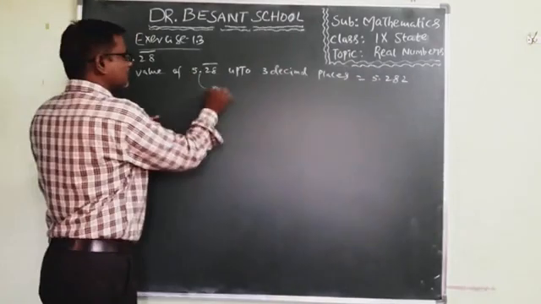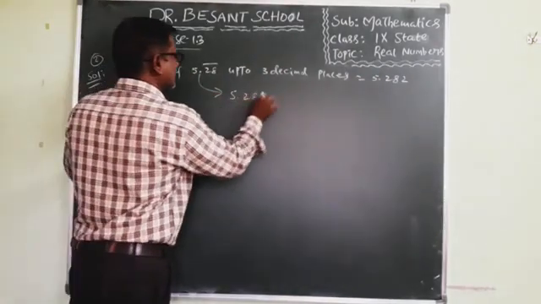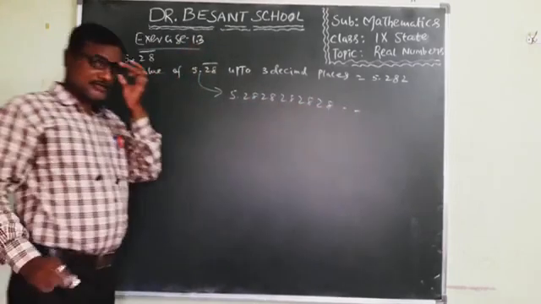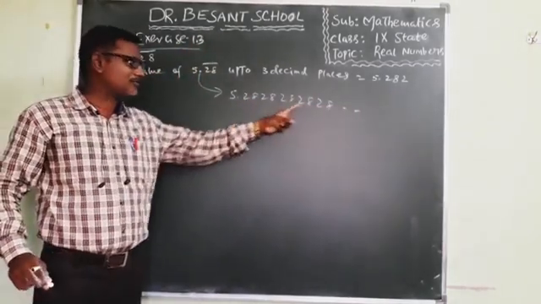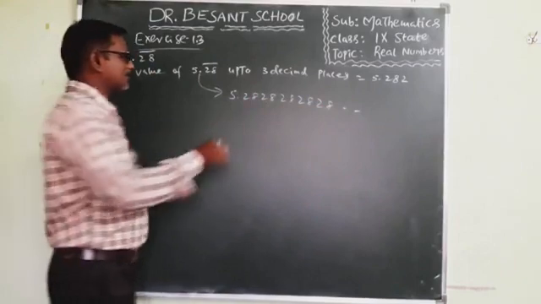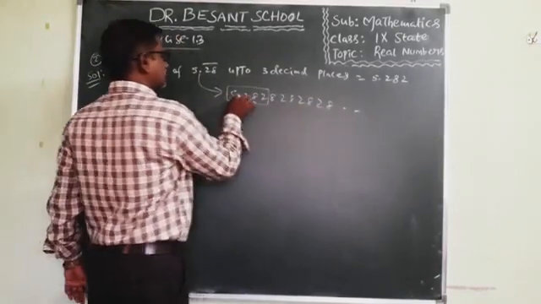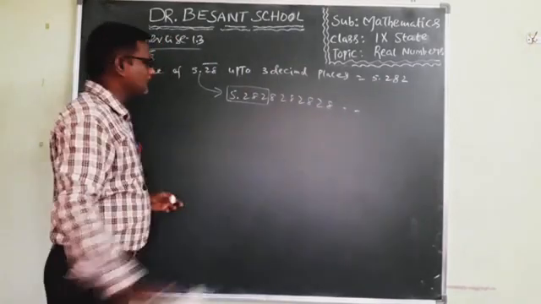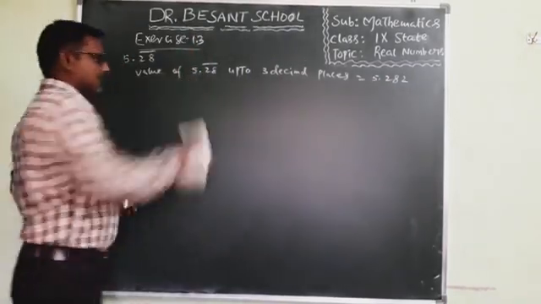Actually, 5.28 bar means what? 5.28, 28, 28, 28, and so on. Up to 3 decimal places only, means 5.282. So we need to represent 5.282 on the number line.